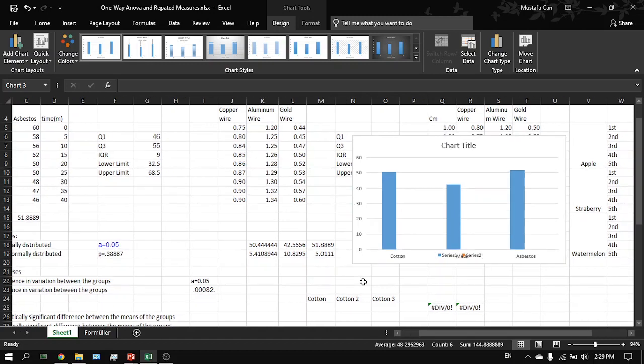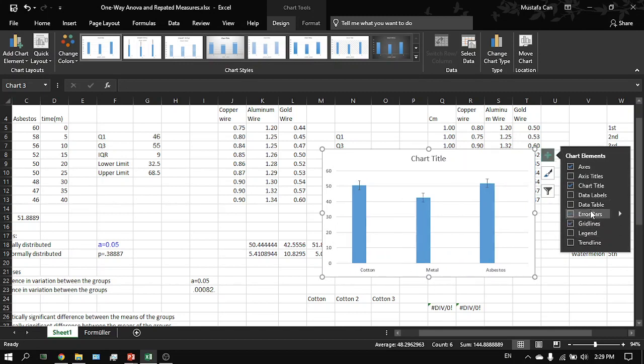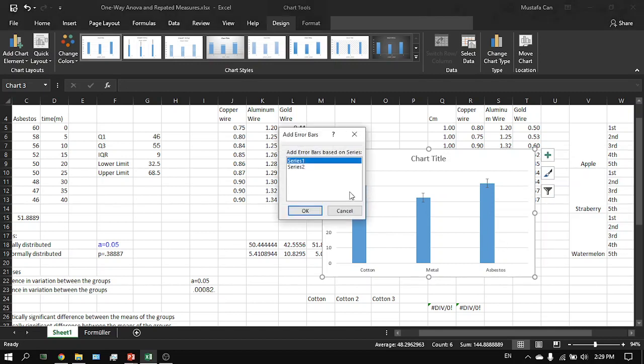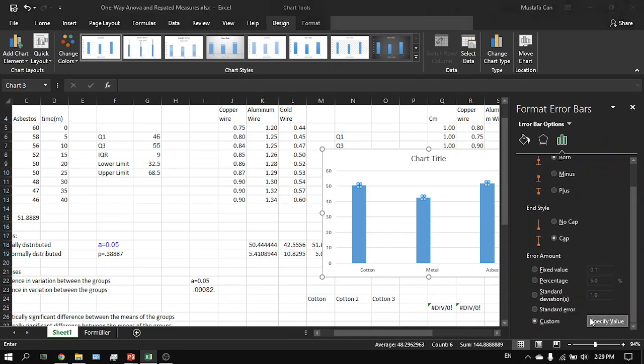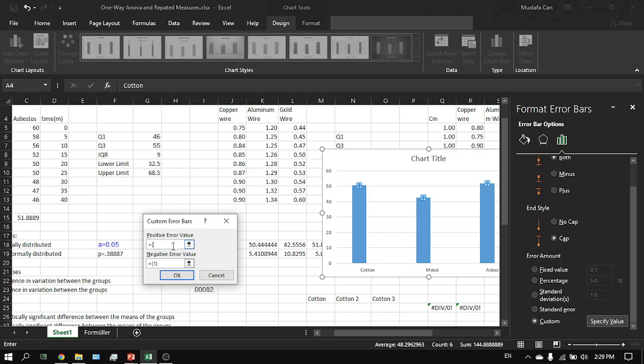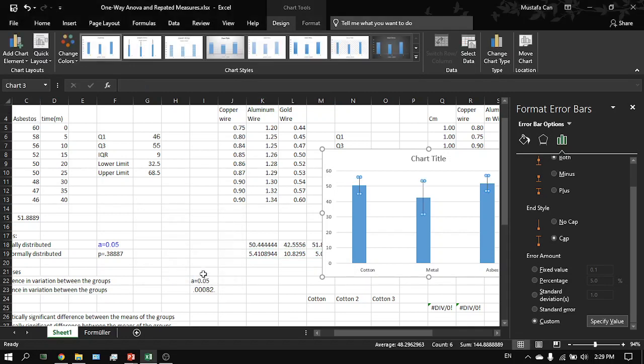We don't need this. And I add my error bars like this. I come to plus error bars. I come to more options for series 1. It was asking for series 1. Doesn't matter. Custom, specify value. I delete one here. Select my 3 standard deviation values. Again, I'll do the same. Bam. I have my values like this. So let's compare these.